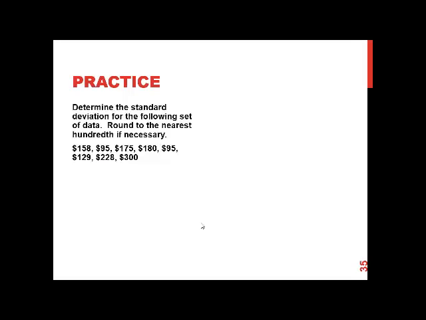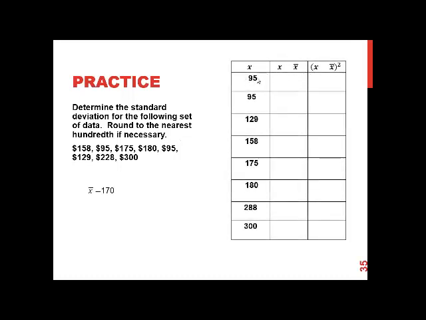Okay, determine the standard deviation for the following set of data, round to the nearest hundredth if necessary. And if we add all of these values up and divide by 8, we will see that the mean is 170. So we'll start subtracting. 95 minus 170 is negative 75. Fortunately, we only have to do that math once. 129 minus 170 is negative 41. 158 minus 170 is negative 12. 175 minus 170 is 5. 180 minus 170 is 10.